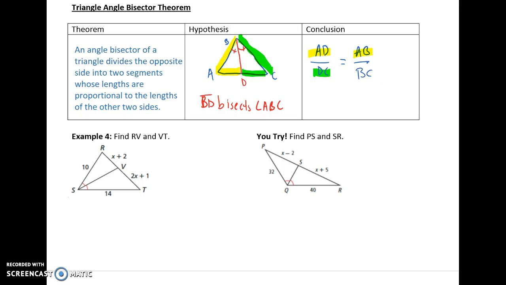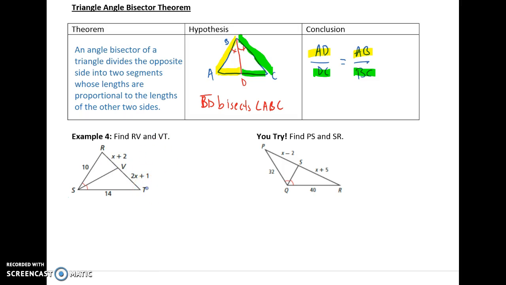So this one is one I definitely see a lot of people kind of get confused on because you're not sure how to set up the proportion. So again, if it helps, highlight, draw, mark up your diagrams, okay? We're going to do one final example and you're going to try one more and that'll be it for this video. So when you're looking at example 4, we want to think, okay, how do I find RV and VT?